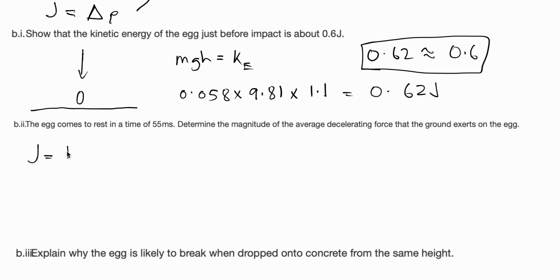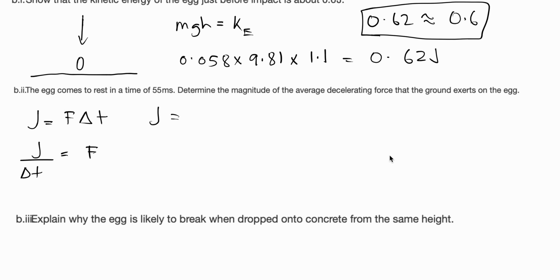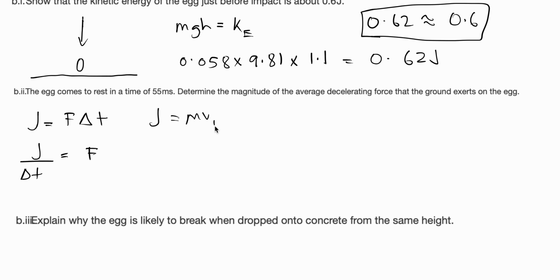J is equal to F delta T. This is the equation for impulse. Essentially, if we rearrange this equation, impulse divided by the change in time, we can find out the force that is exerted on the egg from the ground to decelerate it. So how do we solve for this impulse? Because we know the time, but how do we solve for impulse? Well, impulse is nothing but, as we know from the start, the change in momentum, right? So it's just momentum final minus momentum initial.